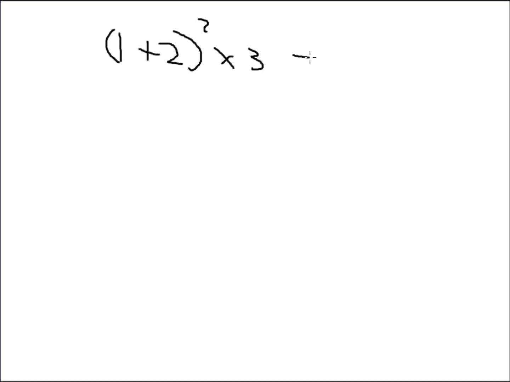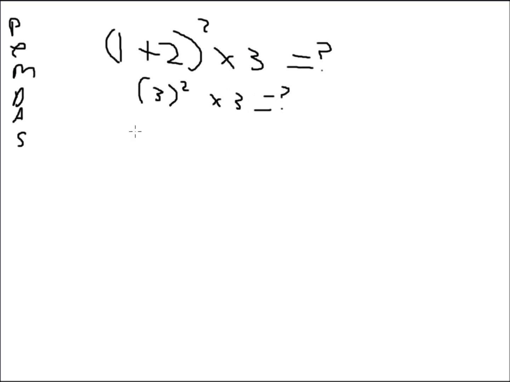Now to remember our handy little tool, let's write it off to the side. Please excuse my dear Aunt Sally. So the first thing we need to do is our parentheses. So we add 1 and 2 together and get 3. Our next step is our exponents. We have one, so we need to know what 3 squared is, and that's 9.